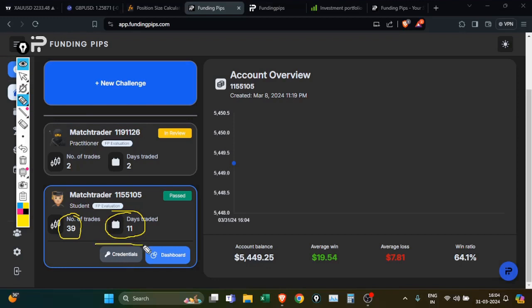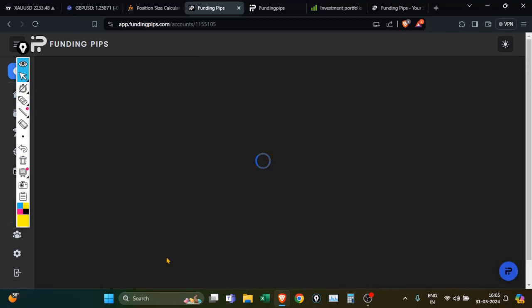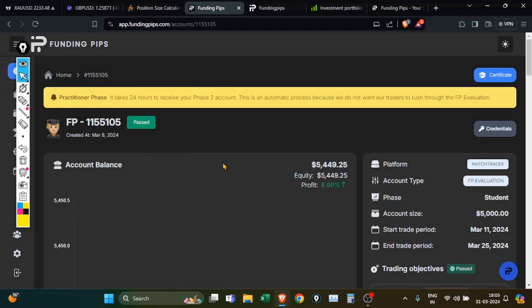Here you can see two options, that means credentials and dashboard. In the credentials section you will get the credentials of the account, from where you can access your charting software. And in the dashboard section you can see all the account details. Let me show you my dashboard section of the student account.